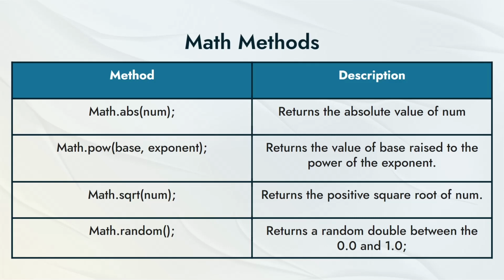So the first method is math.abs(num). It's pretty simple. It returns the absolute value of num, which can be a number, it can be a variable, it can be anything as long as it's a double or an int. Math.pow(base, exponent) returns the value of base raised to the power of exponent. So if I said math.pow(4, 5), it would return 4 to the power of 5. Math.sqrt would just return the positive square root of the num. So math.sqrt(25) would return 5. And math.random returns a random double between 0.0 and 1.0.